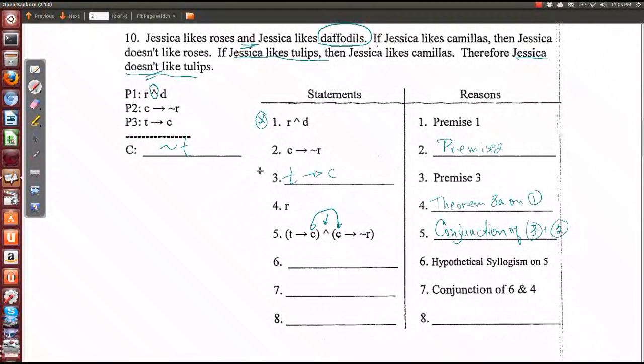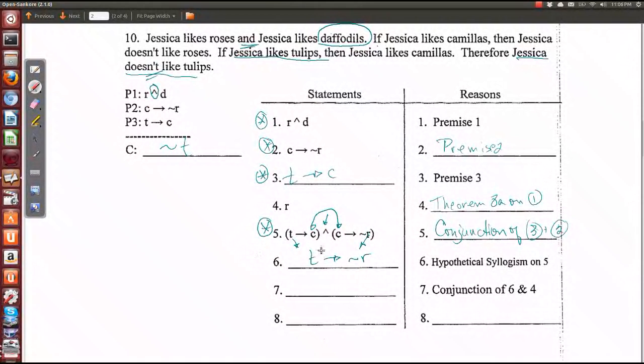So this uses up statement 3 and 2. And hypothetical syllogism says that I should get the first antecedent and the second consequent, T conditional negation R. And that uses up step 5.